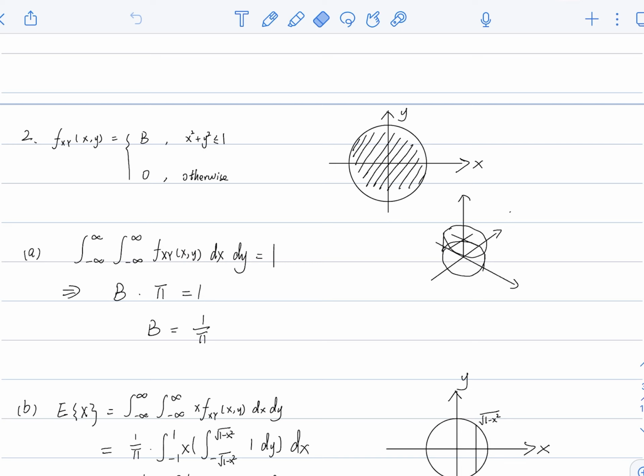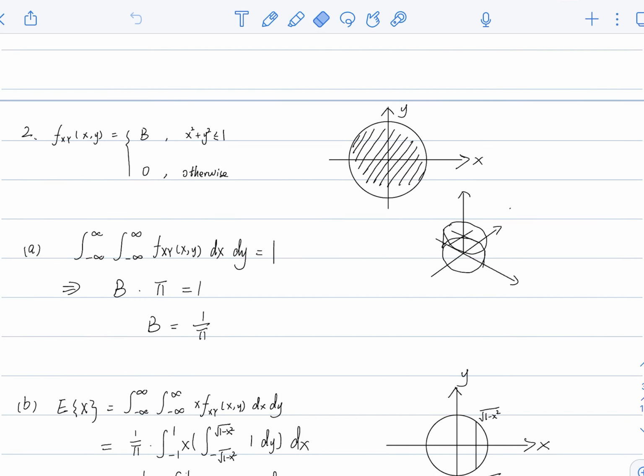For the second question, question 2, given that the joint density function of XY is equal to b when x squared plus y squared is less than or equal to 1. So the domain of the joint f(x,y) is a circle, and f(x,y) is something like this.